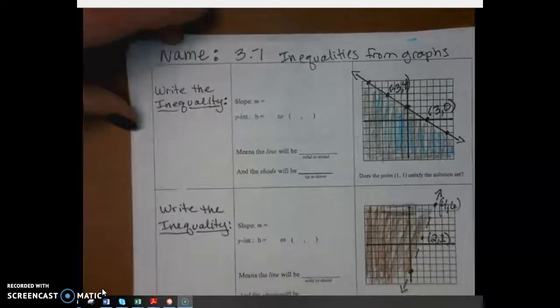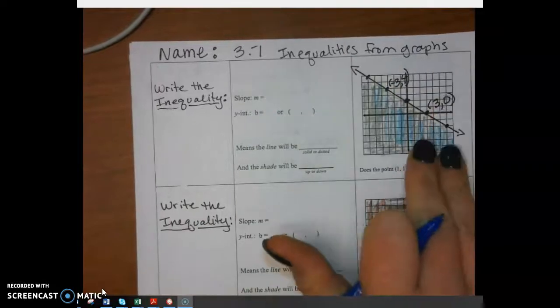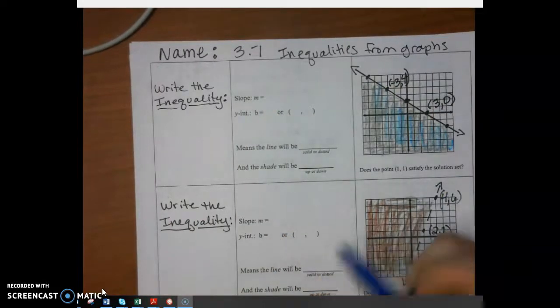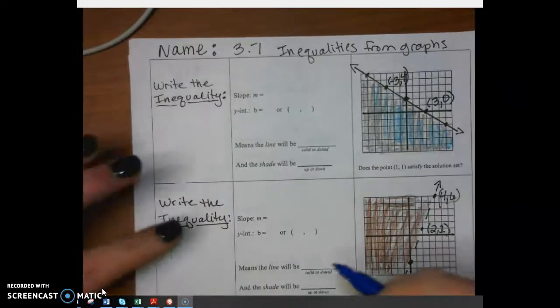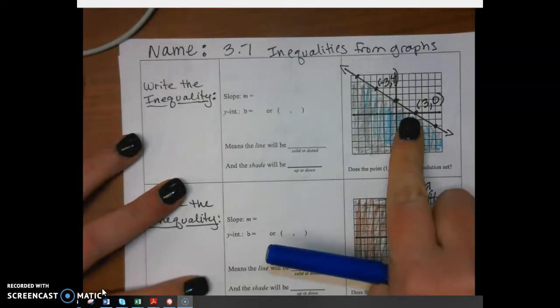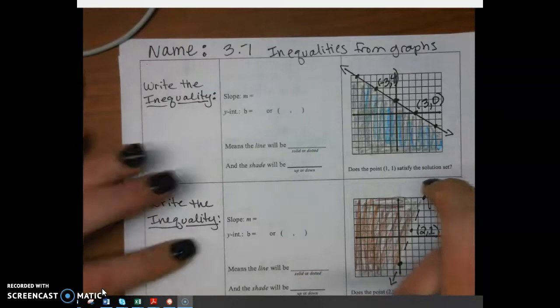Okay, so we have written or graphed the inequality. Now we're going to write the inequality from the graph. We're going to go the other way, okay? So looking at this one here, remember what you know. Let's start with the easy stuff.